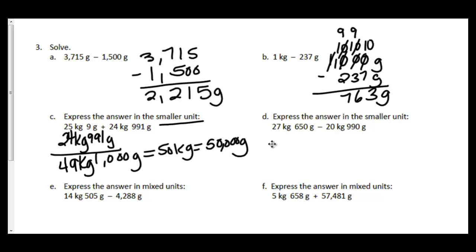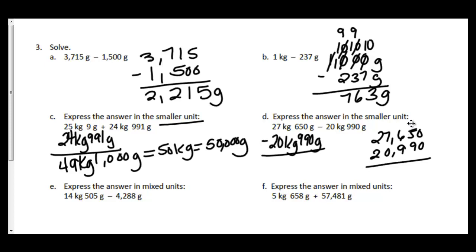Okay, so again, I have to subtract. I'm going to run into a little bit of an issue here when I see that I can go ahead and subtract the kilograms, but look what happens when I try to subtract the grams. Not going to exactly work, is it? Because I can't take 990 grams away from 650 kilograms. So what I'm going to do is change this all over to grams. So I have 27,650 grams minus 20,990 grams.